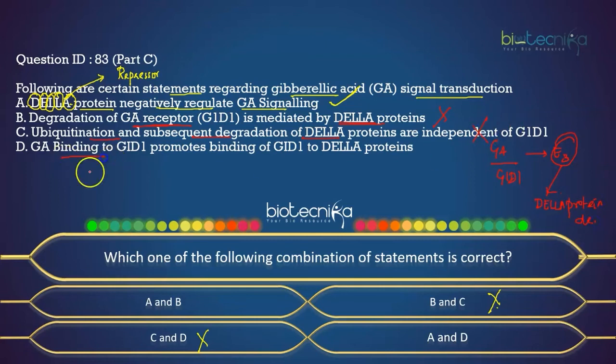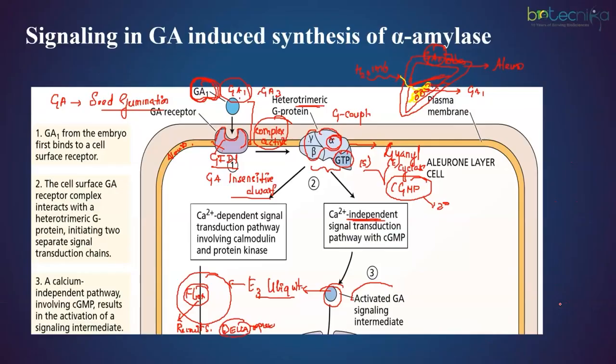Okay, last one. GA binds to GID1, promotes binding of GID1, which means E3 is produced, and then it acts on the DELLA protein by adding ubiquitins and then degrades it. So D and A are the correct statements. So which of the following is correct? Definitely A and D. So the correct answer is option number 4.